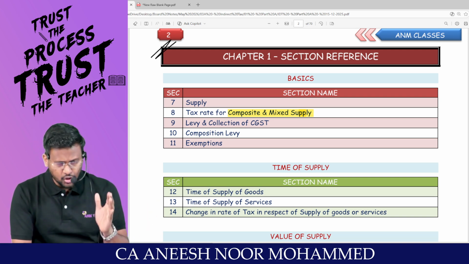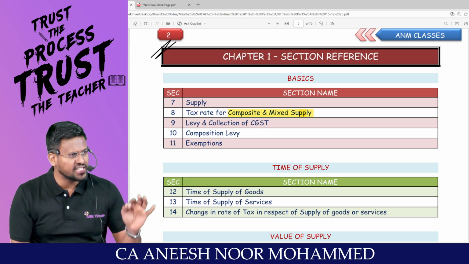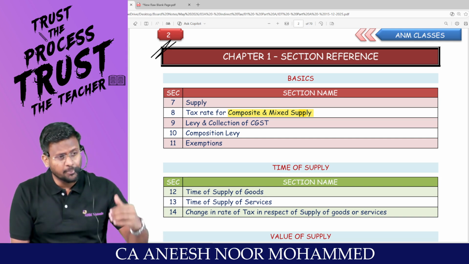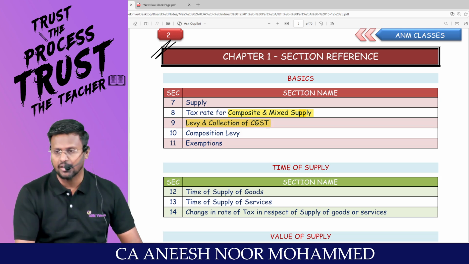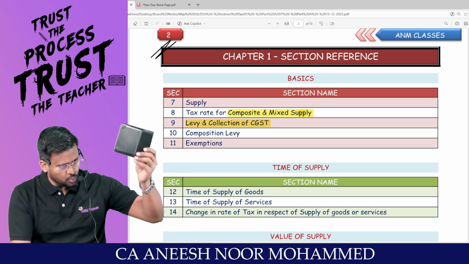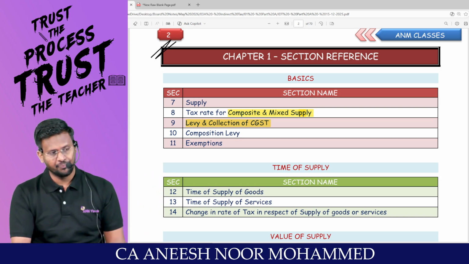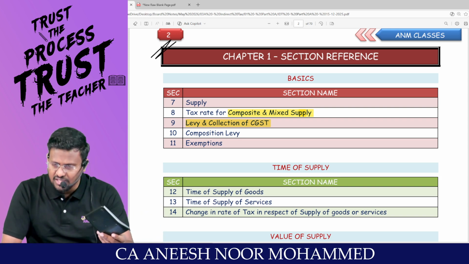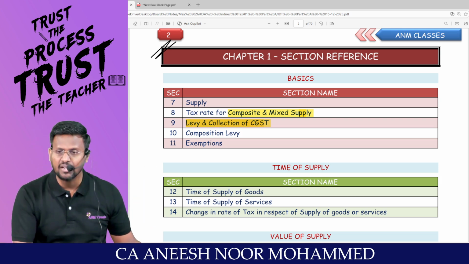An act should say for what all GST will be applicable, and for what all GST should not be applicable. When you are liable to pay GST, when you are supposed to collect GST, all these things are explained in section 9, levy and collection of CGST. If I am selling this calculator, whether GST will be applicable or not, that's the levy of GST. Who is supposed to collect the GST, whether the supplier or the recipient, that's what section 9, levy and collection of CGST, covers.